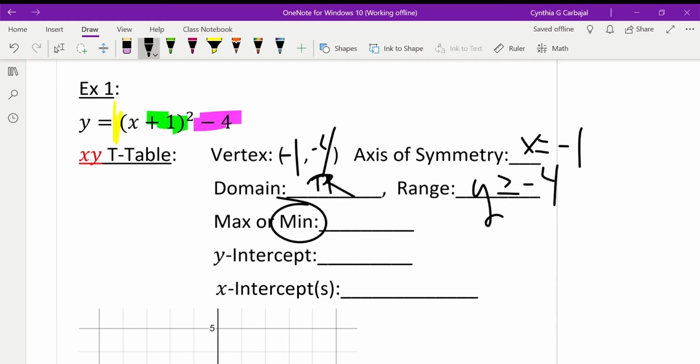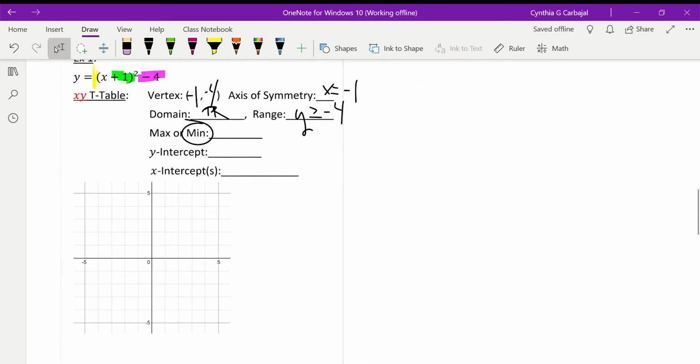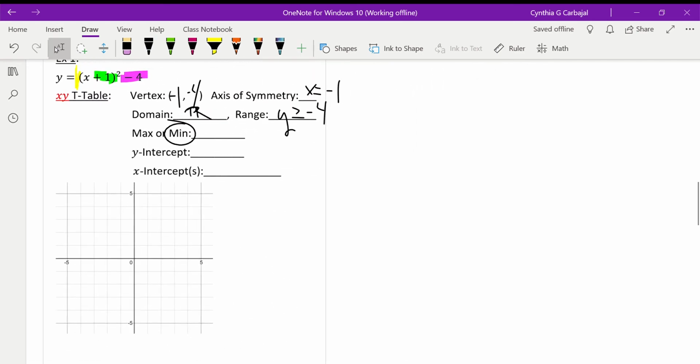And then let's see where our x-intercepts cross. So we usually start at 0, 0, but because of that +1 inside, I'm moving to the left 1, and then the -4 is going to move down 4. So 1, 2, 3, 4. So my vertex is going to be down here. But the points are pretty much the same.